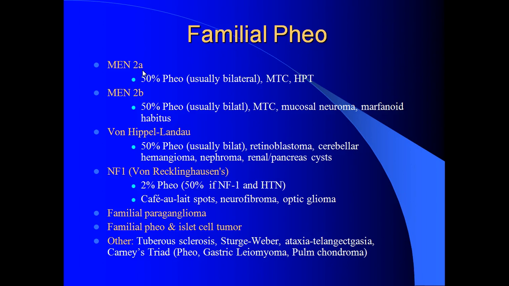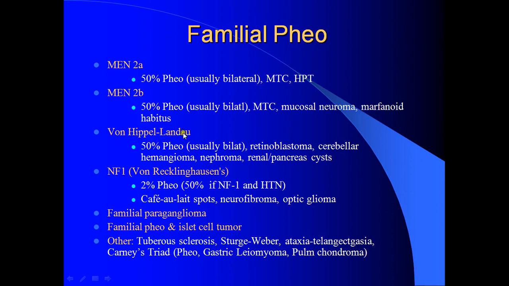MEN1 has 3 P's: pituitary, parathyroid and pancreas. सही है? MEN2 has pheo and medullary thyroid carcinoma. 2A में हाइपर पैराथायराइड आ जाता है और 2B में हाइपर पैराथायराइड की जगह म्यूकोजल न्यूरोमा और मार्फनाइड हैबिटस आ जाता है. Then we have von Hippel-Lindau.